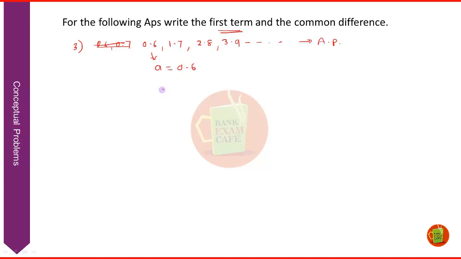Now we have to find the difference. Common difference means T2 minus T1, which is equal to 1.7 minus 0.6, and 1.7 minus 0.6 is 1.1. So the common difference is 1.1 and first term is 0.6. So A is equal to 0.6 and the common difference D is equal to 1.1.